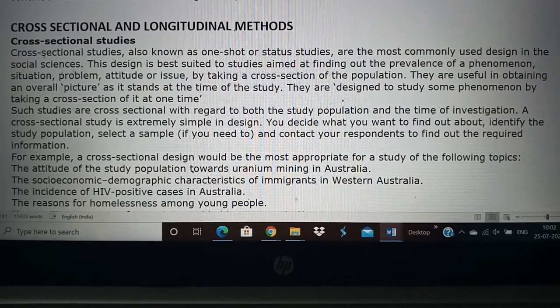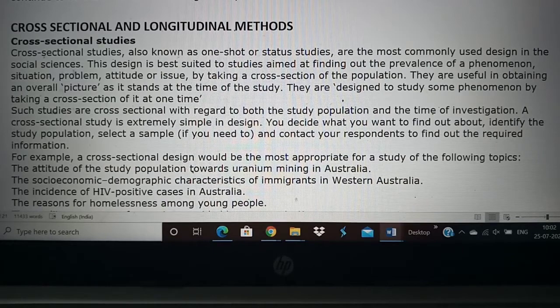I'll tell you a simple way to understand what cross-sectional is. In your school you would have drawn cross-sectional diagrams in biology, or even in your first year anatomy you would have studied cross-sectional diagrams. So in research, when you do a cross-sectional study, that means you are doing a study at one time using a particular type of design.